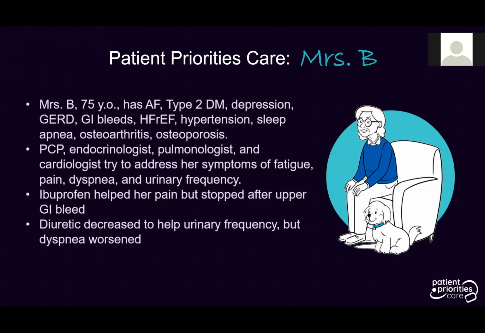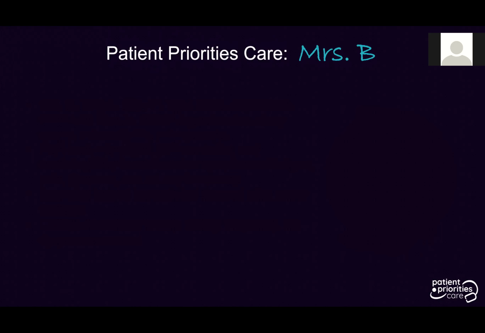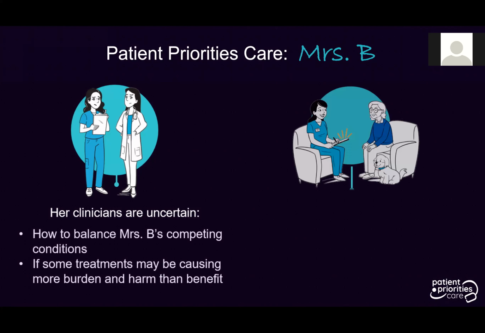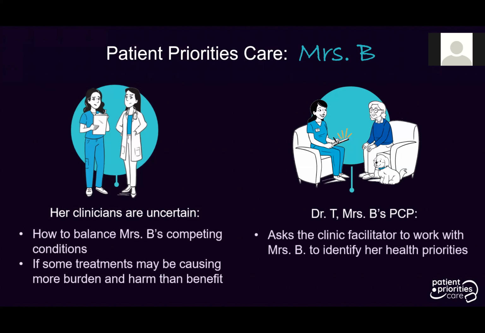Okay. So Mrs. B's case exemplifies the complexity of decision-making for multiple conditions. Her clinicians are faced with uncertainty about her care, uncertainty that arises because of the balancing of these different competing conditions that she has. In Mrs. B's case, the treatment for one condition, like her heart failure, might exacerbate another condition, for example, her incontinence or urinary frequency. Treatments that help her for one condition cause a potential problem or harm, and so all of this can be burdensome.